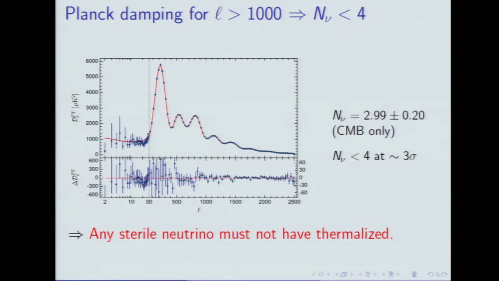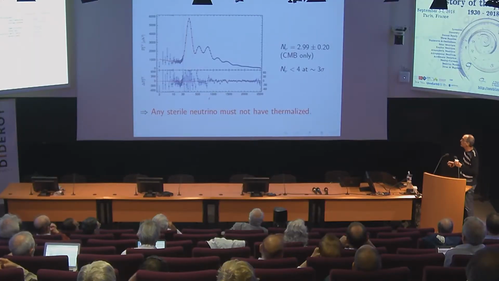So this sort of makes things hard for sterile neutrinos, the ones that were inspired by the reactor anomaly. It says that any sterile neutrino must not have thermalized. That means that they wouldn't be present to contribute to the expansion rate. And this is, I think, a pretty solid thing. If it turns out there's a 4th neutrino, well, that will mean something was wrong in the cosmological model. But people don't have any good ideas how to get around that.